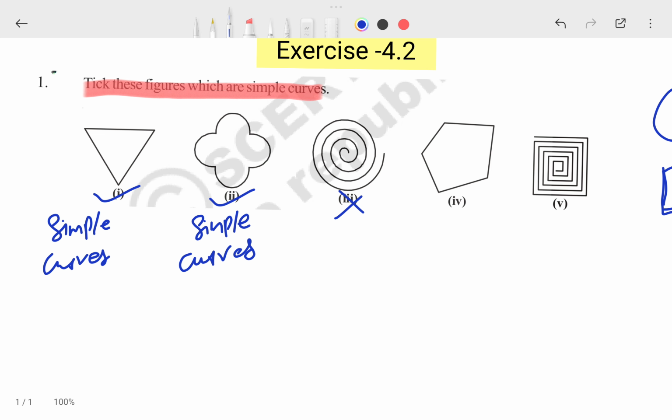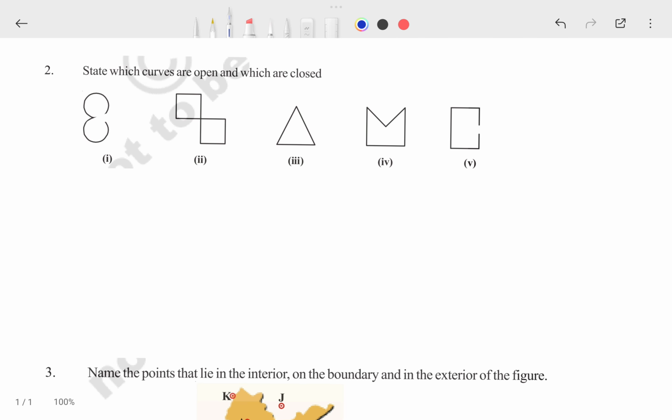This one is not a simple curve, because from this side you will enter. This one is also a simple curve because you cannot enter anywhere. Only a closed figure is called a simple curve. Is this one a simple curve? No, because from this side you will enter in this box. So how many are simple curves? The first one, the second one, and the fourth one. Is it clear?